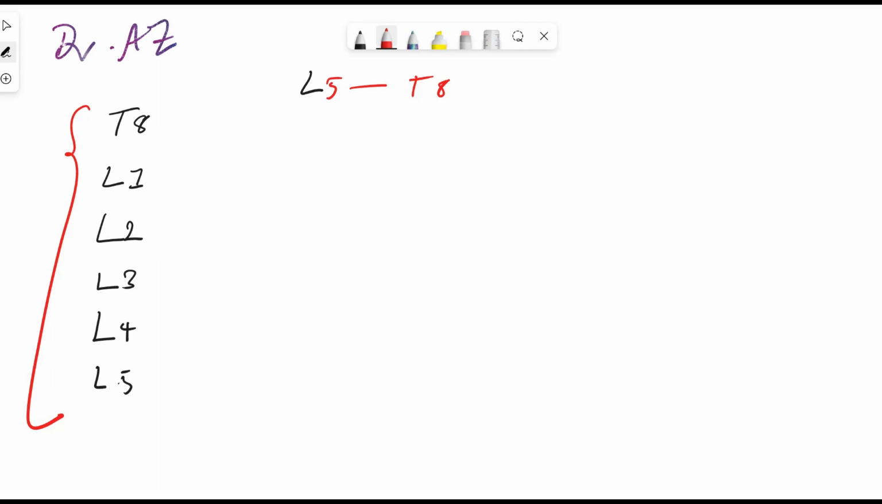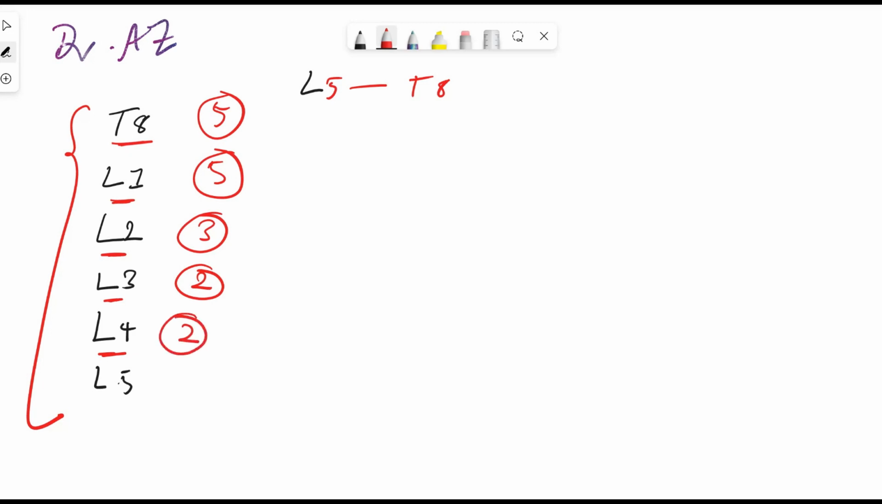So how many tributaries are there for T8? There are 5. How many tributaries at the level of L1? There are 5. How many at the level of L2? There are 3. At the level of L3 there are 2, at the level of L4 there are 2, and at the level of L5 there are 2. If you do the math, you get a total of 19 tributaries. So let us start now and see the names of the tributaries of the inferior vena cava at each level.